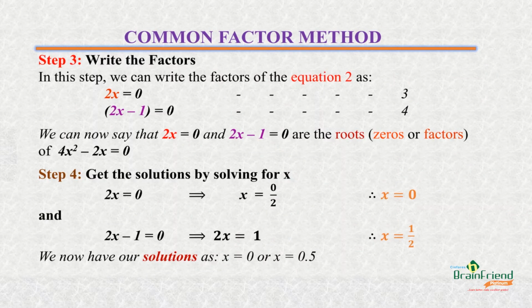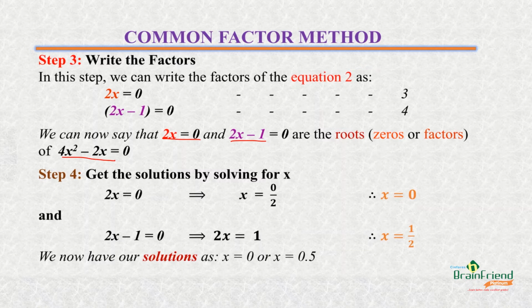Our step 3 will now be to write the factors. In this step, we can write the factors of equation 2 as 2x equal to 0 and 2x minus 1 equal to 0 as well. Let's name the first one equation 3 and the second one equation 4. So we can say that 2x equal to 0 and 2x minus 1 equal to 0 are the roots of 4x squared minus 2x equal to 0. Let's move on to step 4.